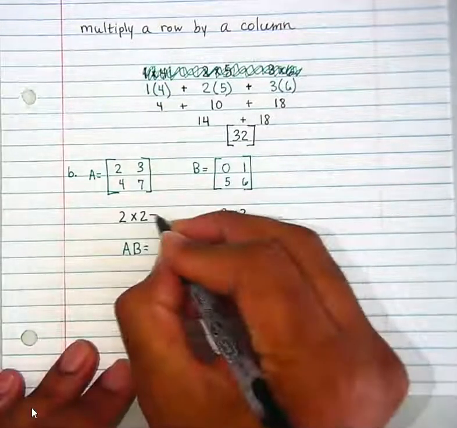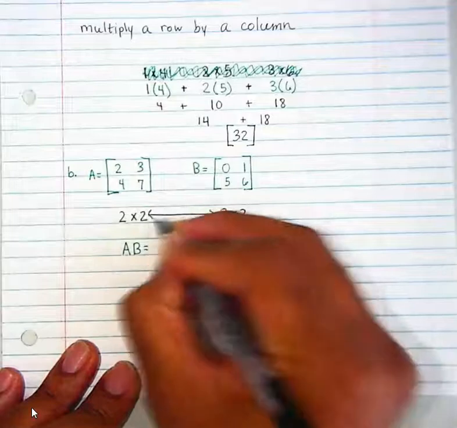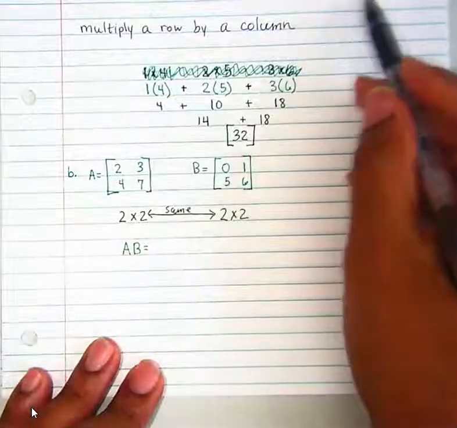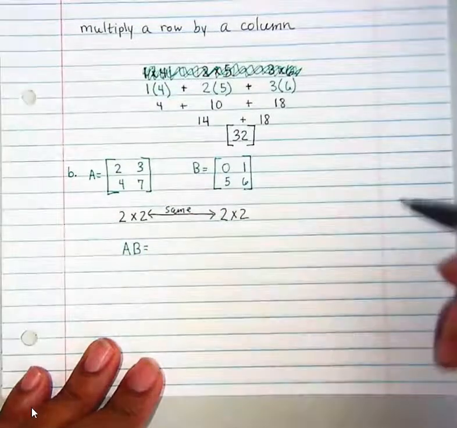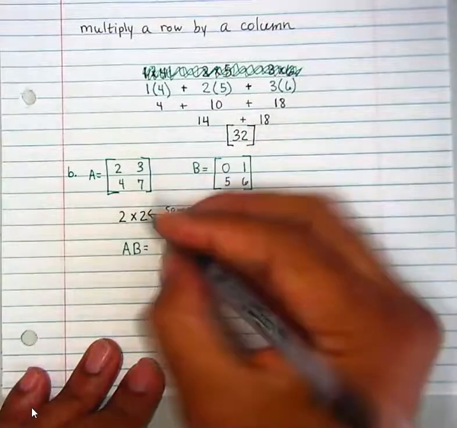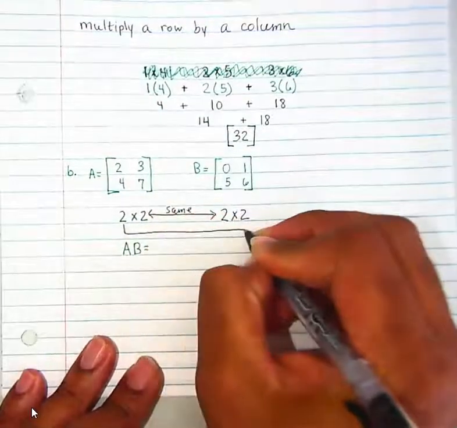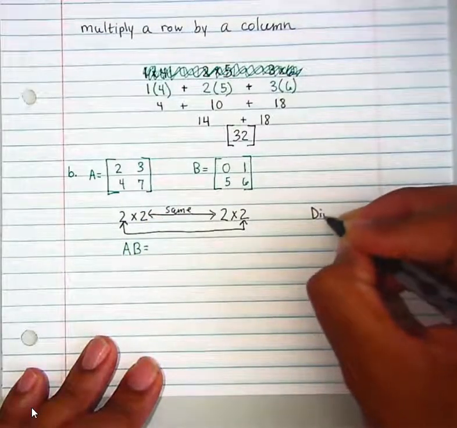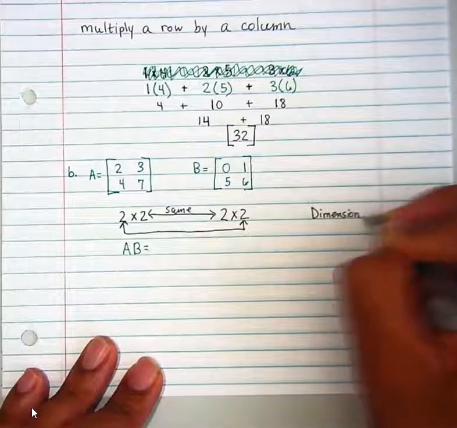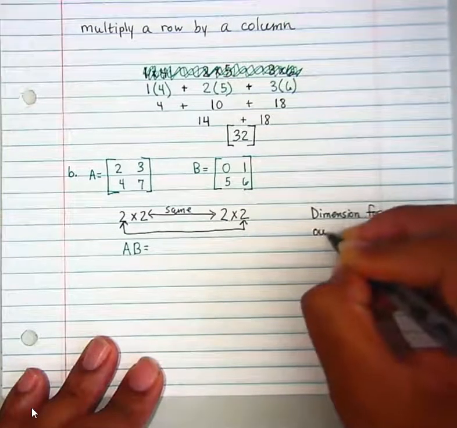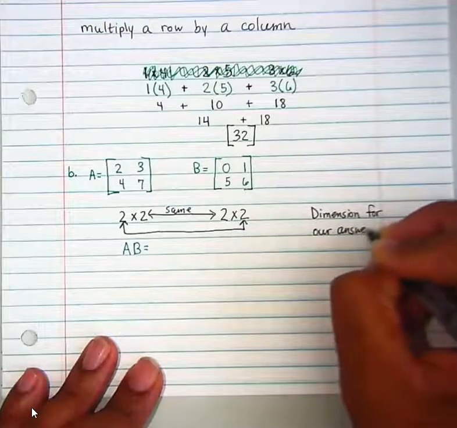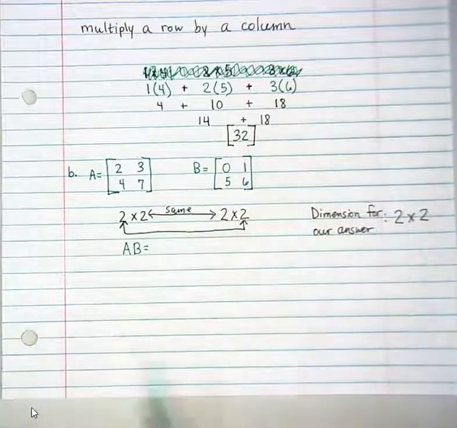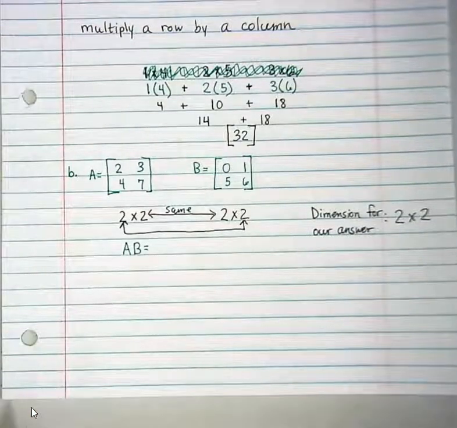And again, we say if these inside portions are the same, which they are, the dimensions of our answer are going to be a 2 by 2. So when we work this whole thing out, we're going to end up with a 2 by 2 matrix.